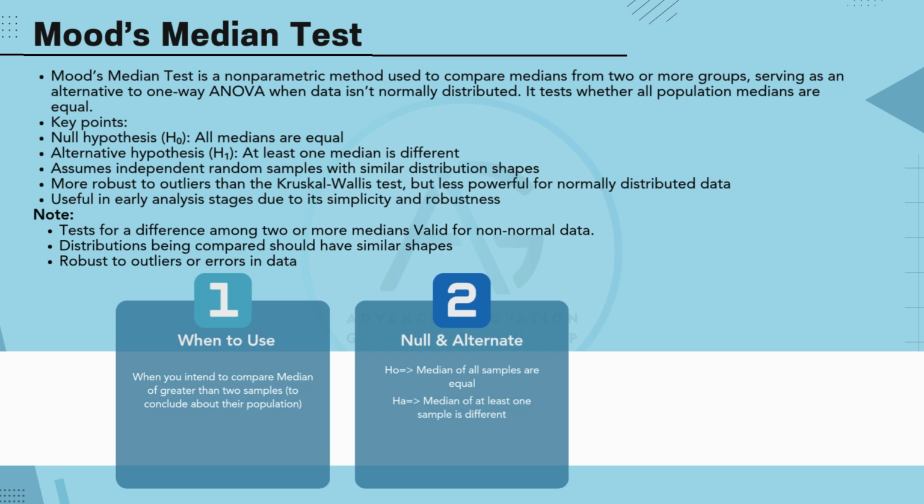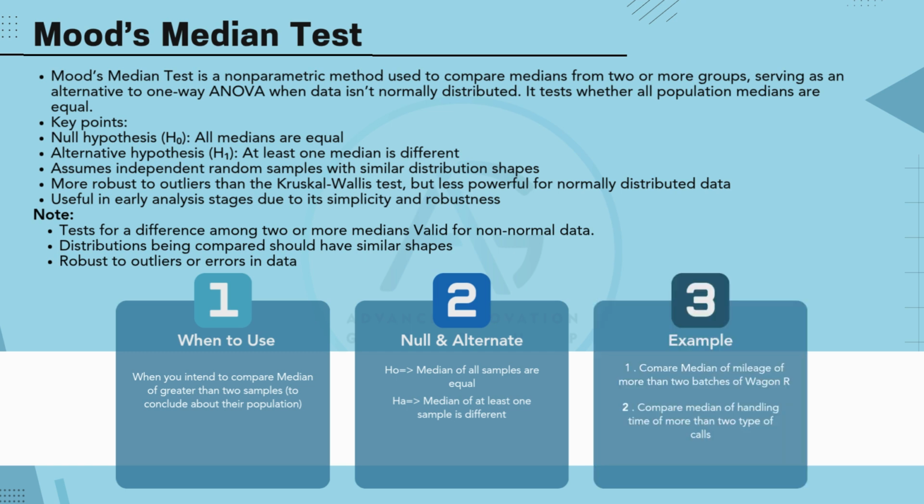While not as powerful as the Kruskal-Wallis test for normally distributed data, Mood's test is more robust in the presence of outliers. Highlight practical uses in Six Sigma or other data analysis contexts. This test is excellent in the early phases of analysis, such as the define or measure phase in Six Sigma, where you're exploring data distributions. It helps validate differences when dealing with small samples, skewed data, or situations where variances are not equal.